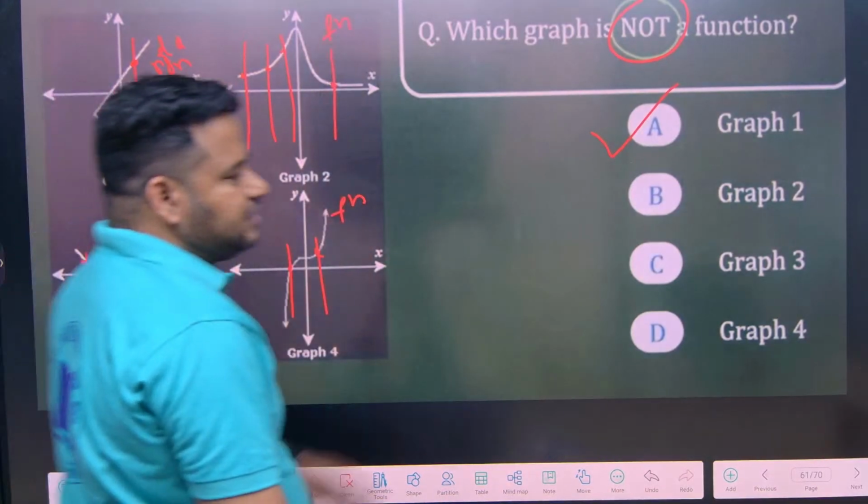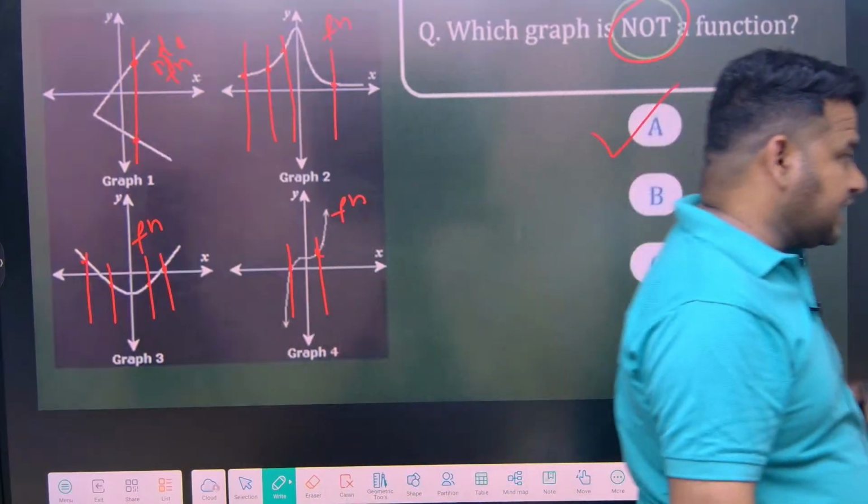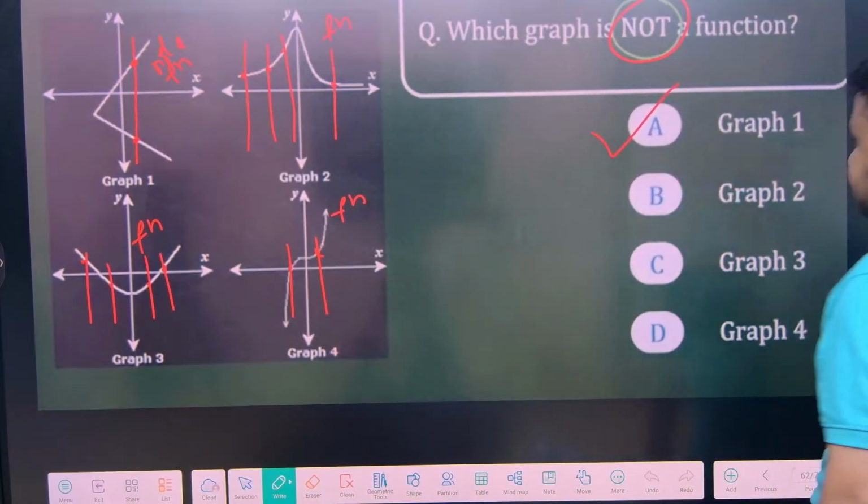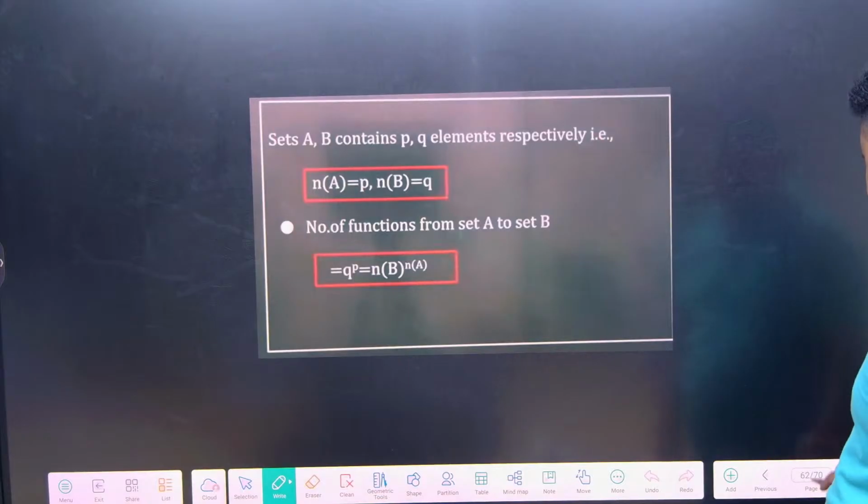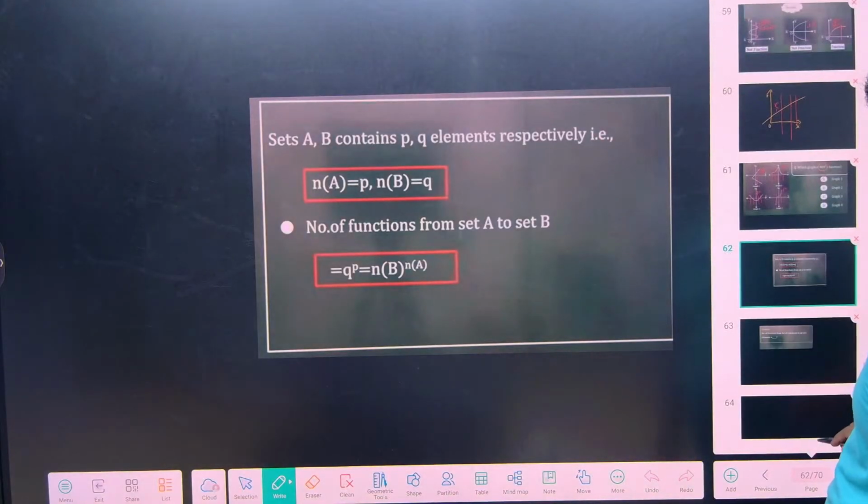Which is not a function? Graph 1. Graph 1 is not a function.